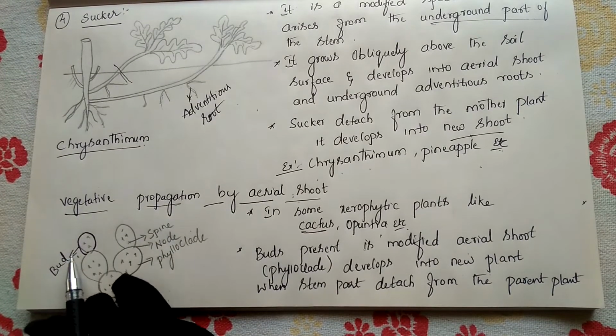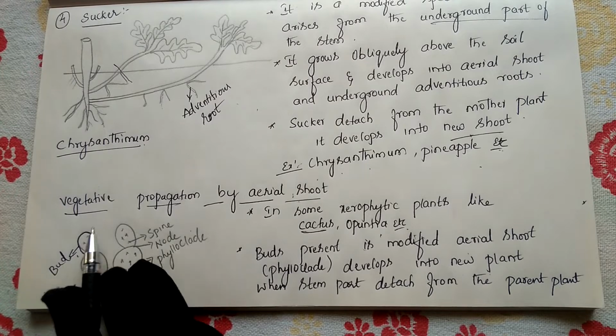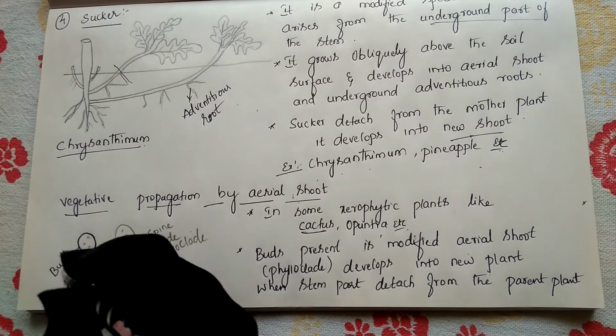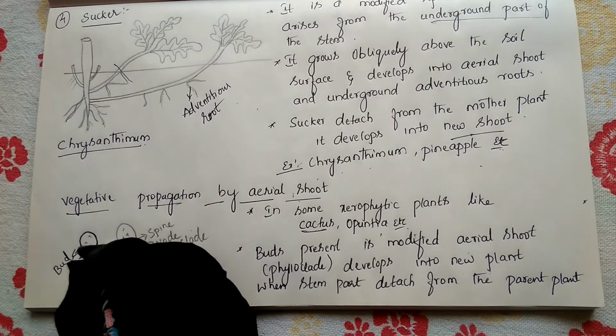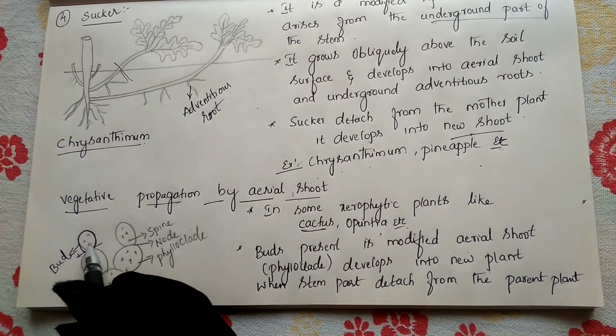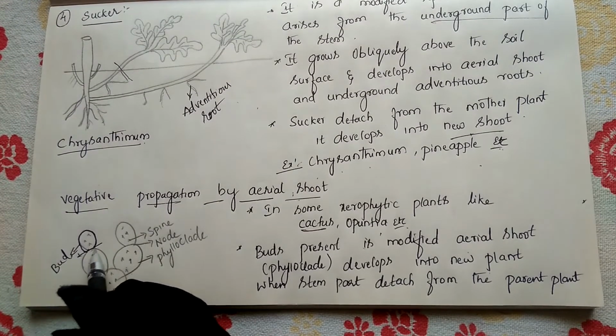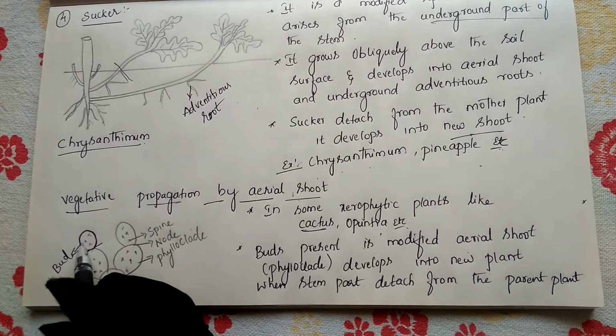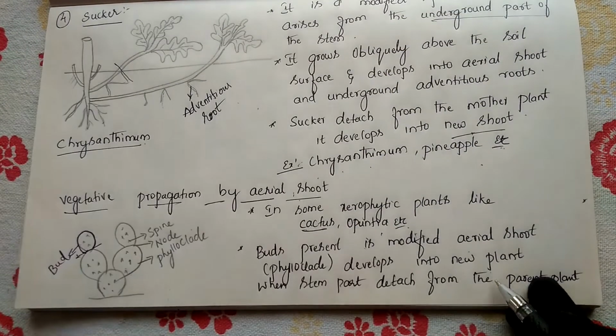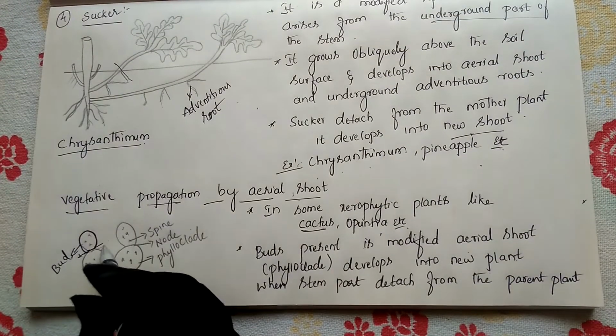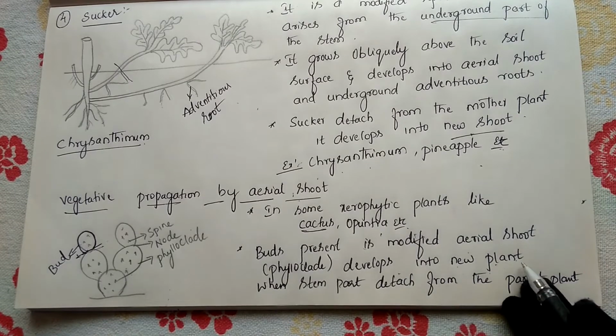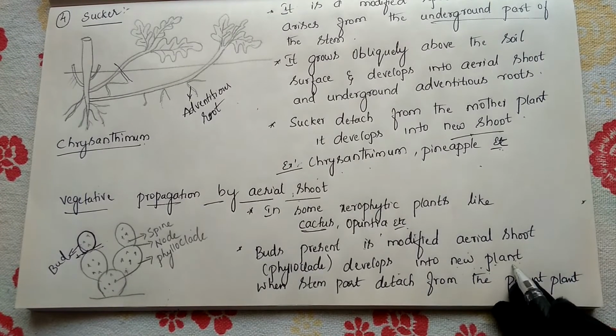This plant produces the bud here. So the bud present is a bud. When this bud detaches from the parent body, so these plants are producing the bud. When this bud detaches or separates from the body, it will develop into a new plant here. When it detaches from the plant body, what will it develop into? It will develop into a new plant here.